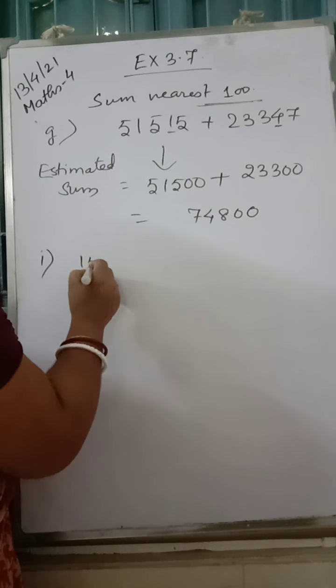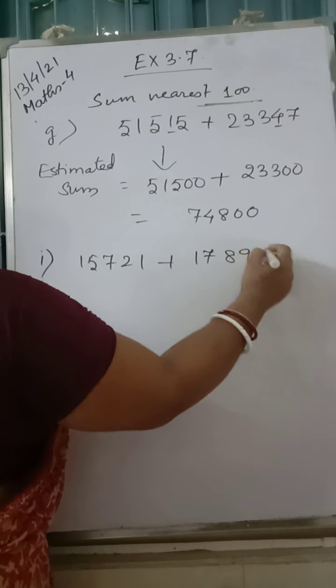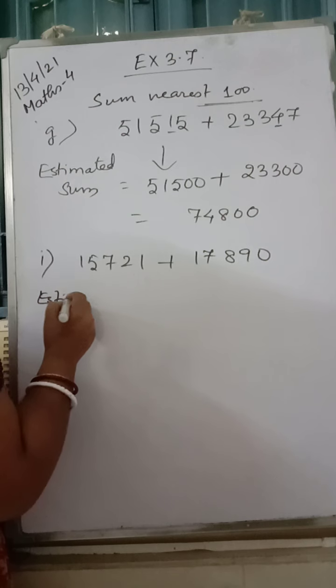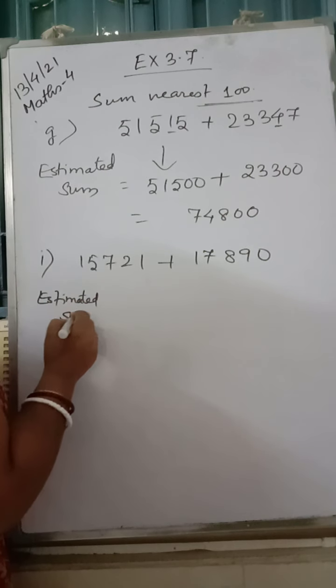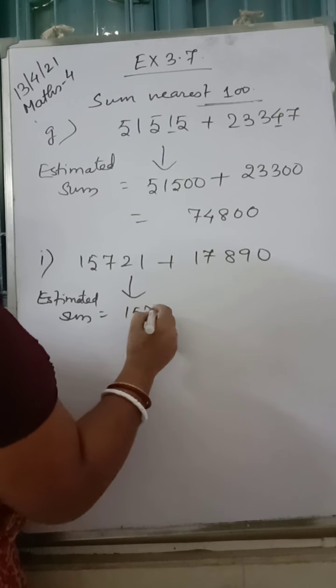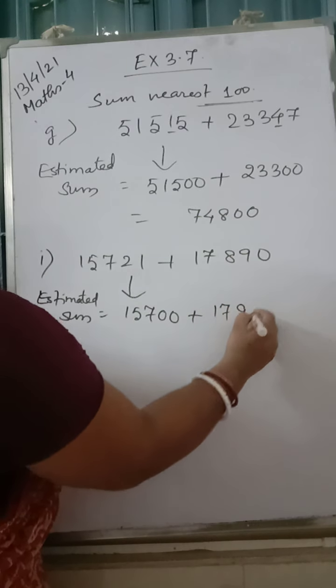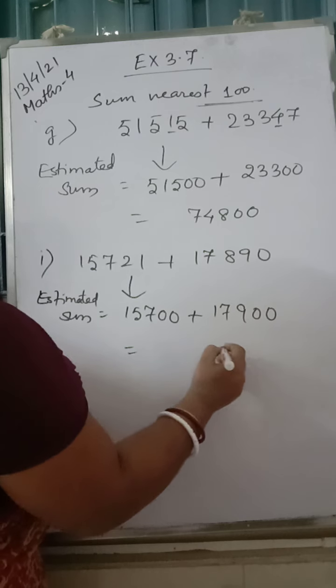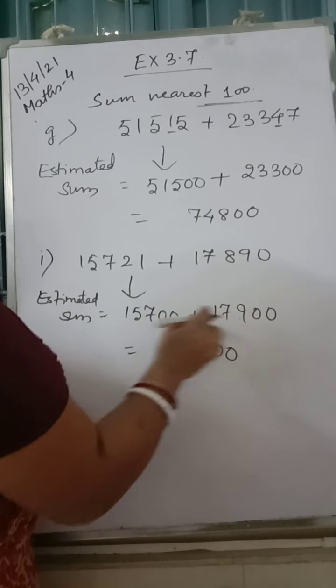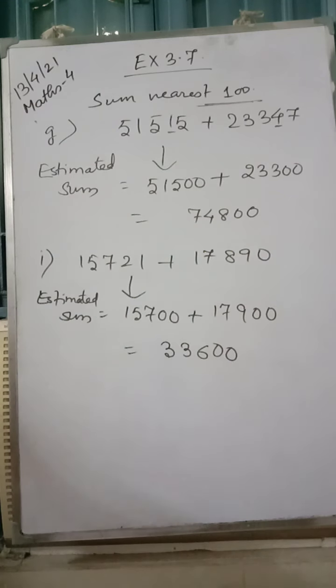Number I is given 15,721 plus 17,890. So what would be the estimated sum? At the tens place 2, so this will be 15,700. At the tens place 9, so this will be 17,900. Now we'll be adding it up. 9 and 7, 16. 7 and 5, 12 and 1, 13. 1, 1, 2 and 1, 3. So this will be the answer for question number I.